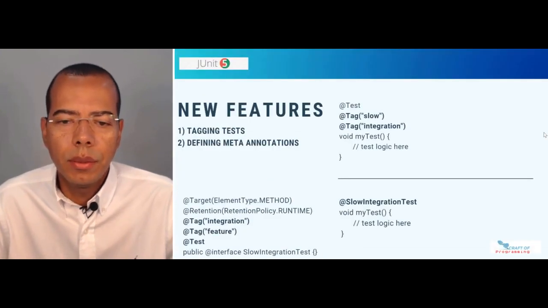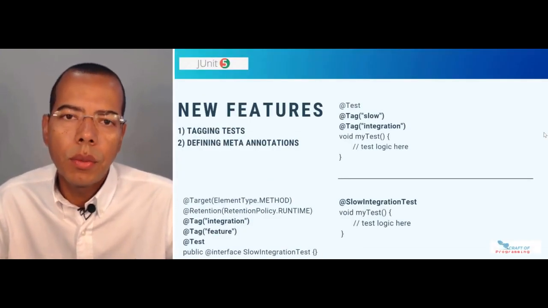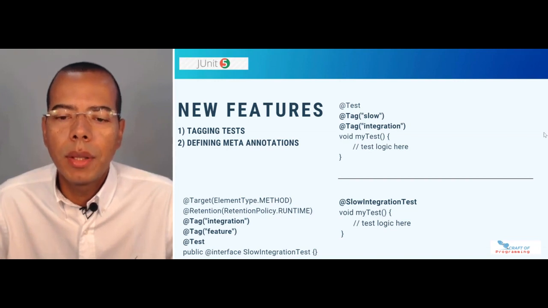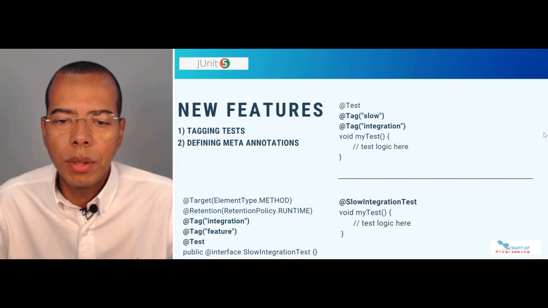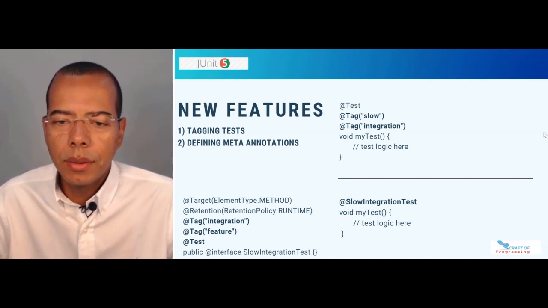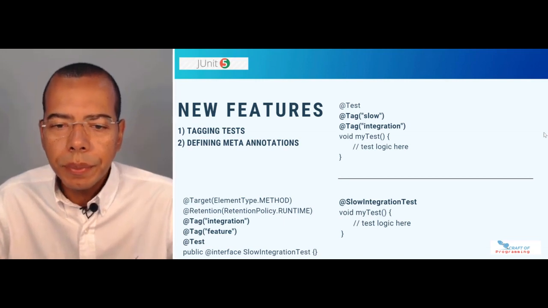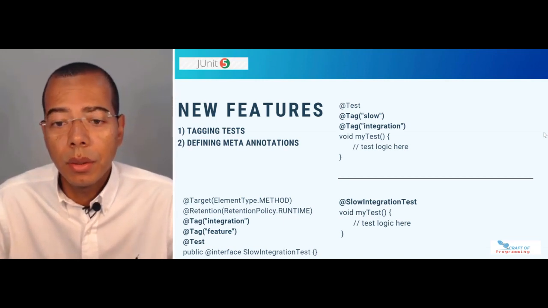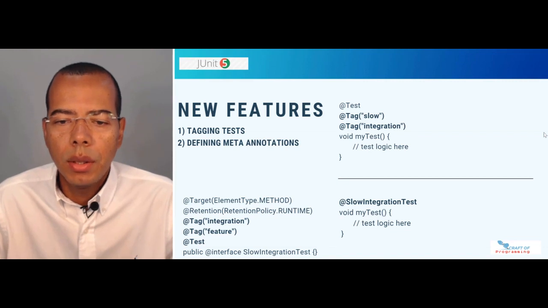So, tagging tests. In JUnit 4, you would use categories to do something equivalent, and this tag enables you to just pass a string, and that's how you tag your tests. For example, here in my test, I am using the tag slow and tag integration to tag this test. That's how I would tag these.